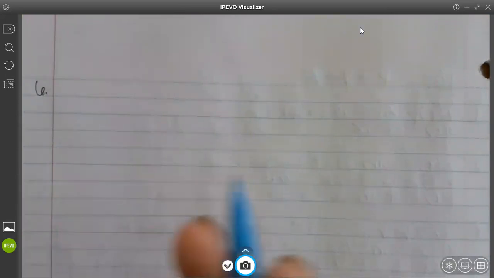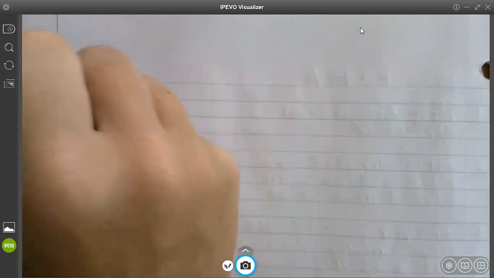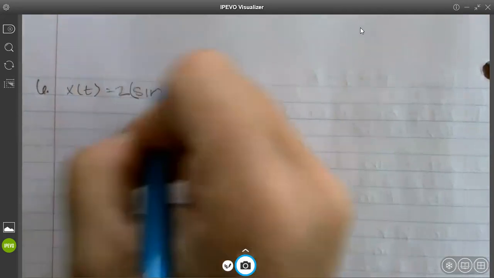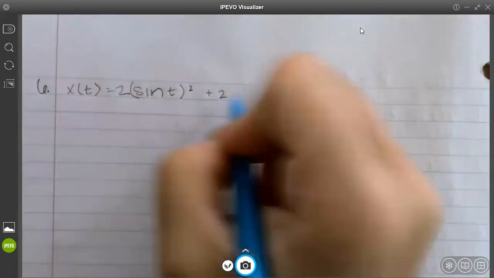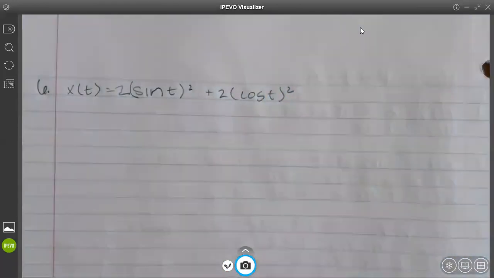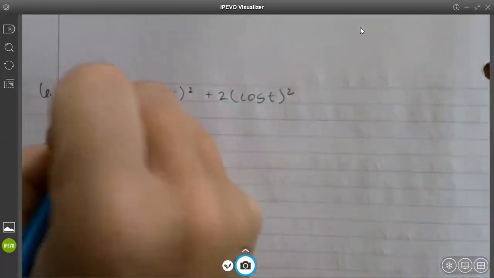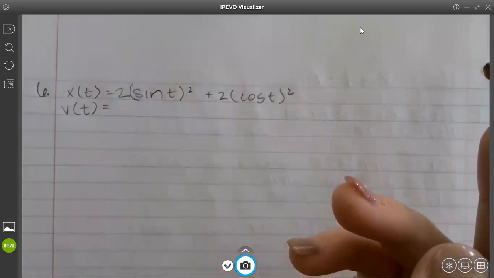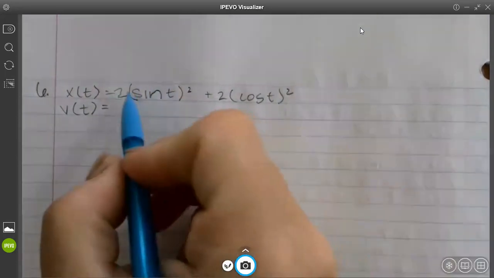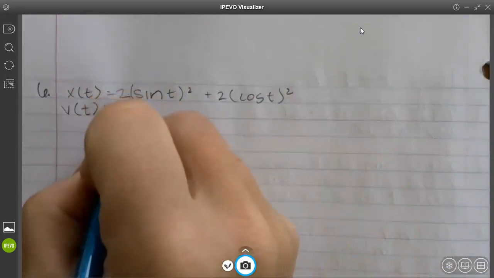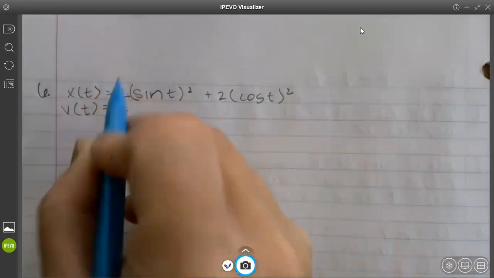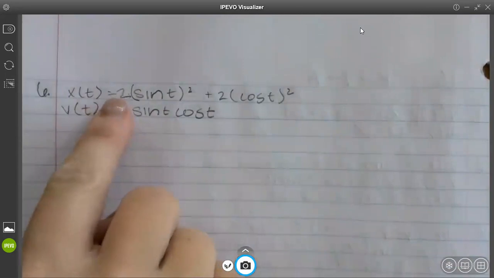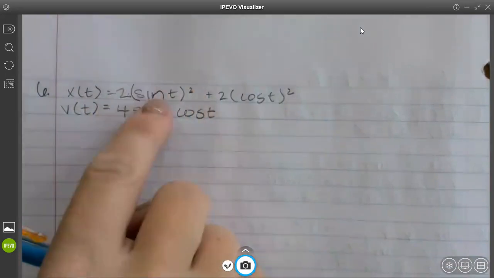Position, find the velocity and acceleration. So what are we doing on that? Yeah, the derivative. So I'm going to rewrite it, 2 sine t squared plus 2 cosine t squared. You can see it a little bit better like this. What's your velocity? Two times 2 is 4. Think about chain rule. Sine t and then cosine 2. All right, so 2 times 2 is 4. Take the inside and leave it alone and then take the derivative of the inside.